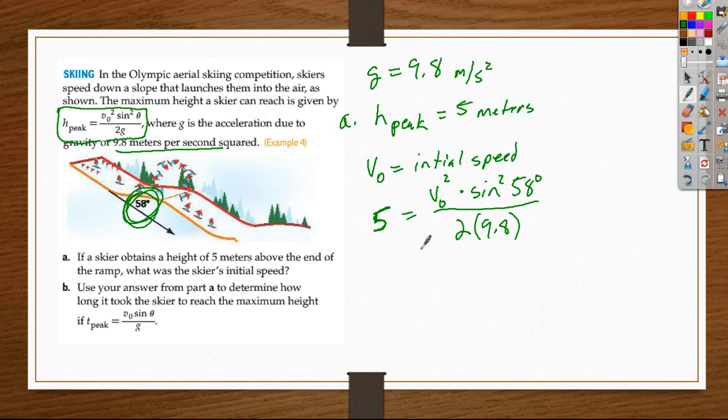And now this just becomes an exercise of multiplying both sides by 19.6, so you can cancel out, and dividing by sine squared 58 degrees. So using my calculator, I find out that V naught squared is equal to 136.265. Take the square root, and that's going to be 11.6. V naught, 11.6.